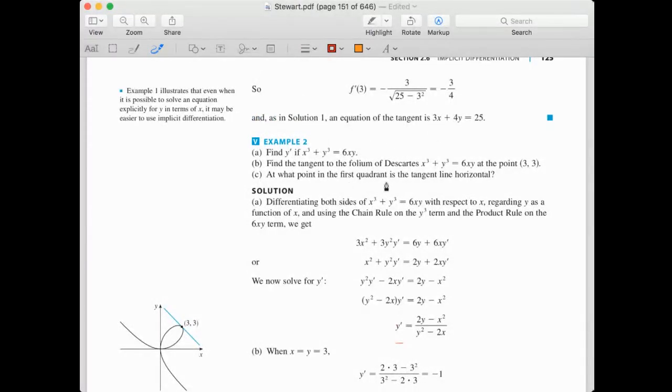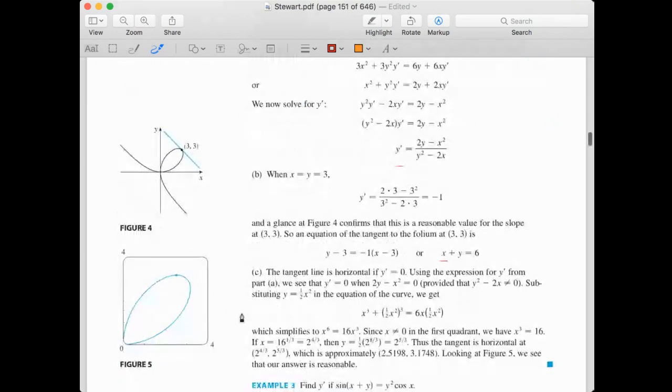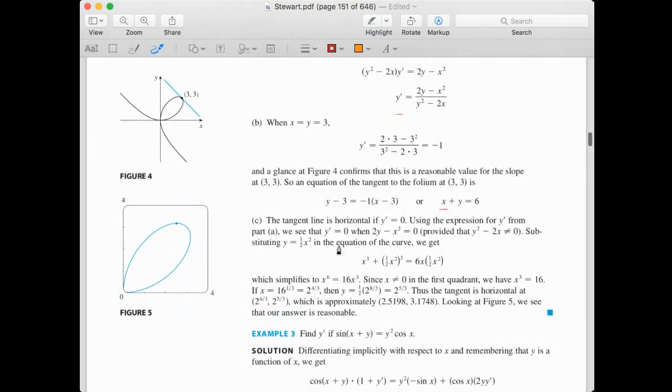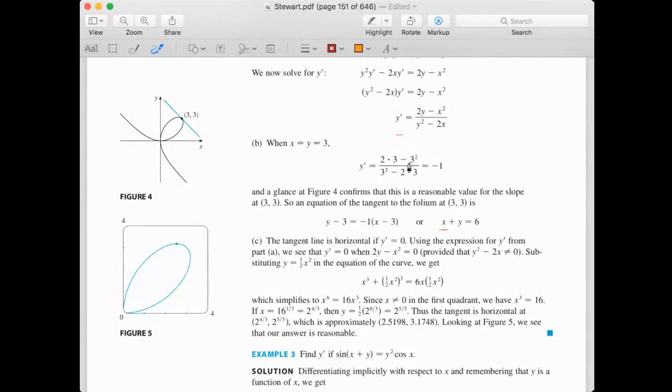At what point in the first quadrant is the tangent line horizontal? Well, when the tangent line is horizontal, it might be somewhere here. The slope is 0. So let's see, the tangent line is horizontal if the derivative dy/dx, or y prime, equals 0. So use the expression we have. We see y prime equals 0 when the numerator equals 0, right? A fraction is 0 if and only if the numerator is 0. So that means 2y minus x squared is 0. When we solve this, we get y equals half x squared.